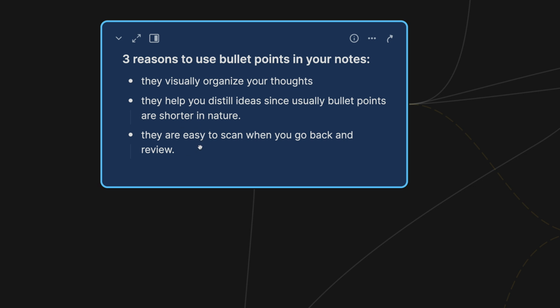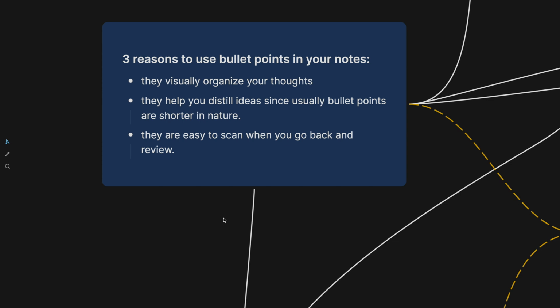And then number three, they're easy to scan when you go back and review. When I go back and review my notes, I love the bullet points. This is one of the greatest inventions, in my opinion, is the bullet point. Okay, so I jotted it down in the journal. I used bullet points to write what I could remember.